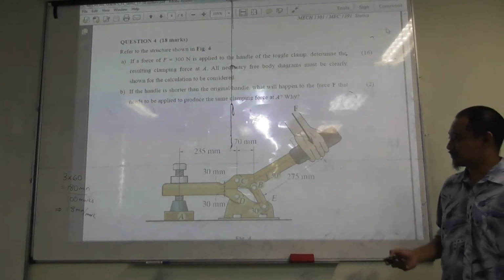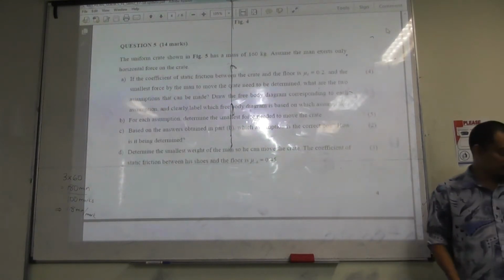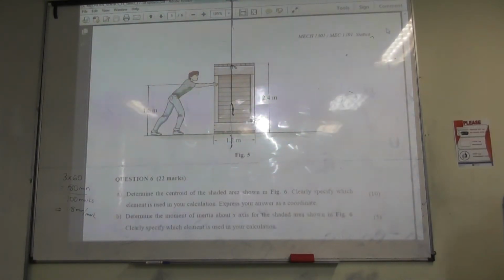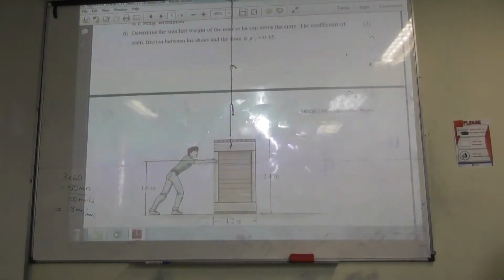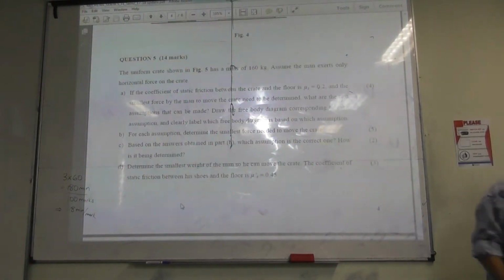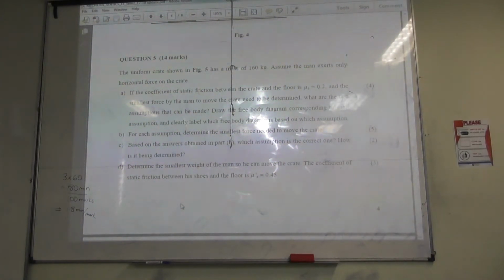If not, this is the last semester problem. And okay, this one is for the friction question. So this is the diagram, and the question is actually this one. So we'll try this question here, just to get a feel of how to answer the question.